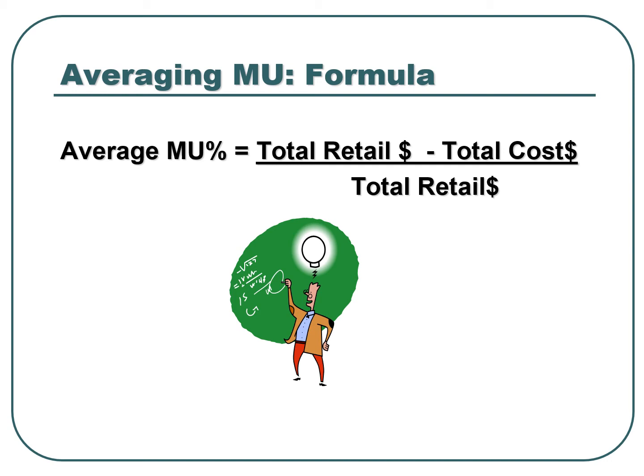So given the famous concept of markup percent being (R - C) / R, one of the three most important formulas I have emphasized, we're applying that in this average markup context. The R will now be total retail, and the cost will be total cost, the cost of everything that we have. So AMU percent is total retail minus total cost over total retail.